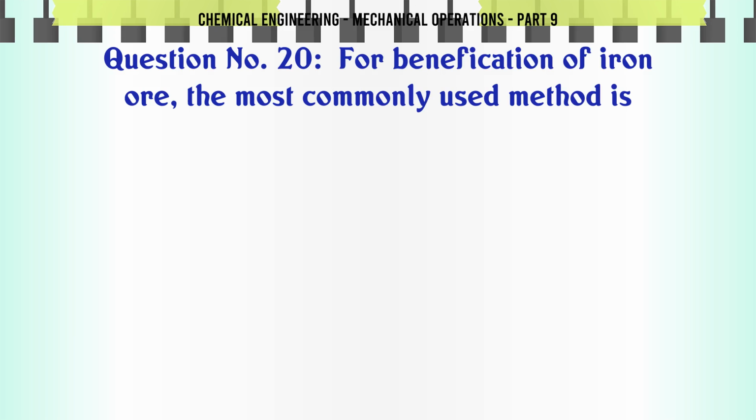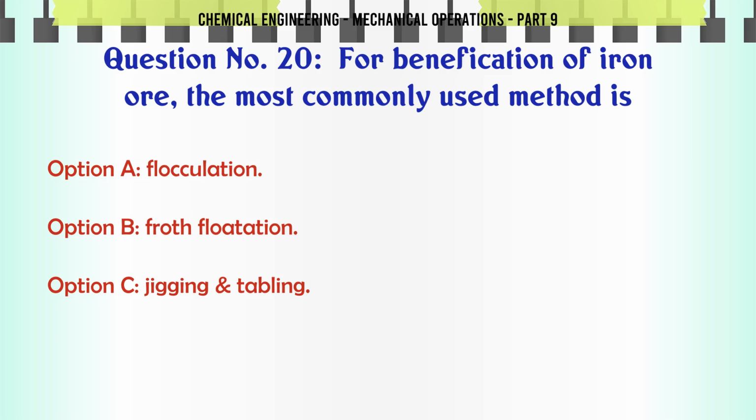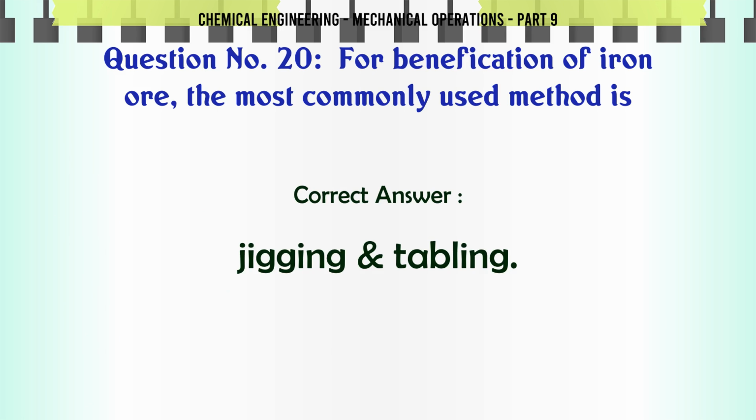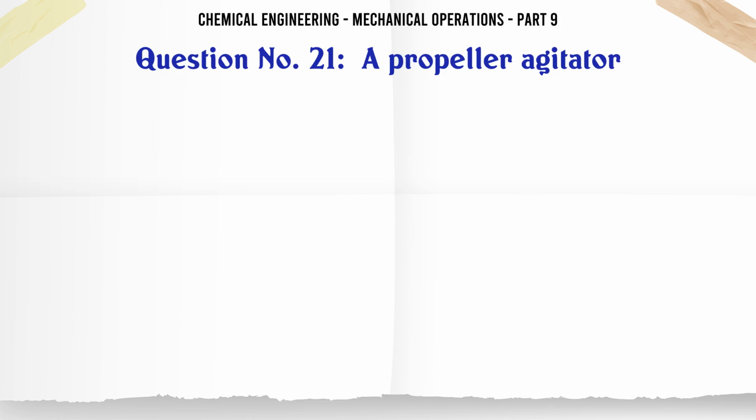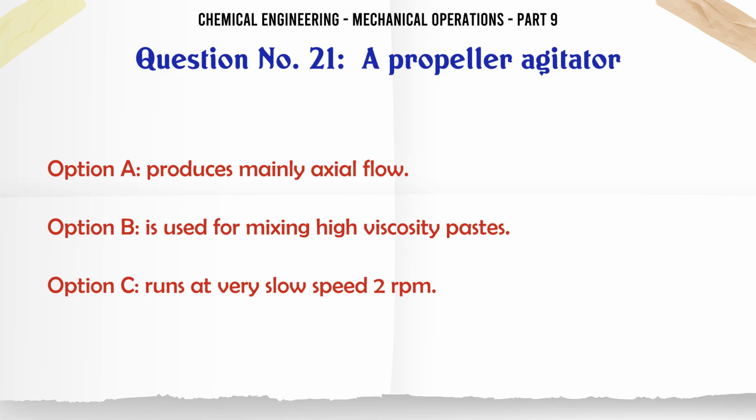For beneficiation of iron ore, the most commonly used method is A. Flocculation, B. Froth flotation, C. Jigging tabling, D. None of these. The correct answer is jigging tabling. A propeller agitator: A. Produces mainly axial flow, B. Is used for mixing high viscosity pastes, C. Runs at very slow speed, 2 rpm, D.